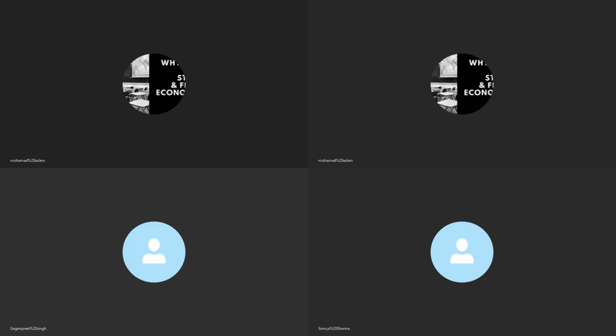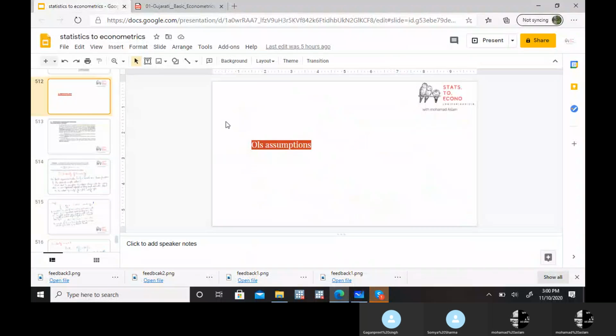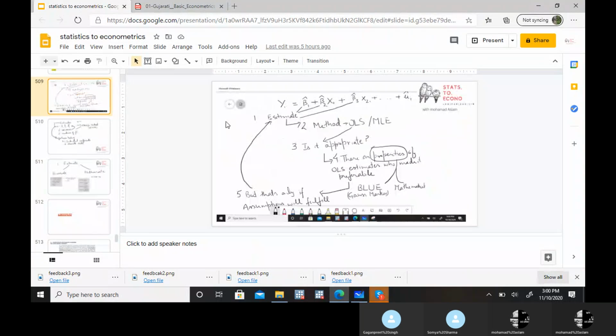Properties part that we were doing last time: the OLS estimates, if we follow the assumptions, have these properties. These are the BLUE properties, and because of them we generally use these OLS estimates. Most researchers in regression analysis use the OLS method to find the estimates of the sample regression function because of these properties.